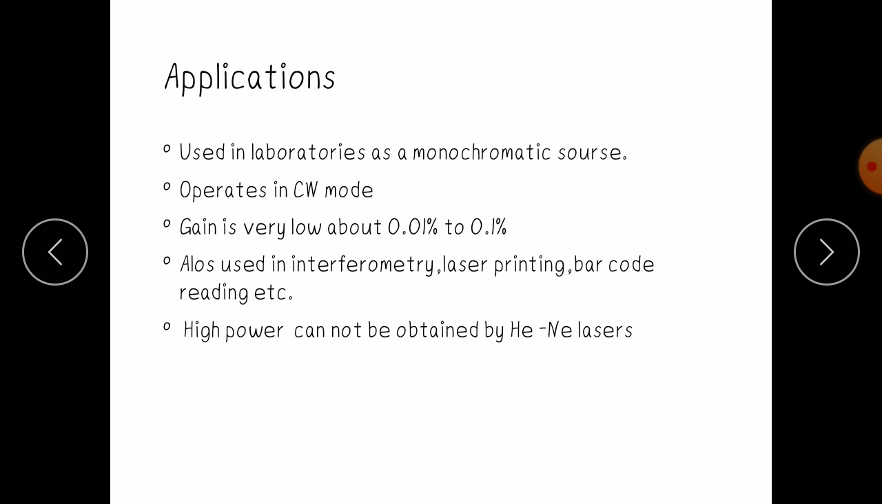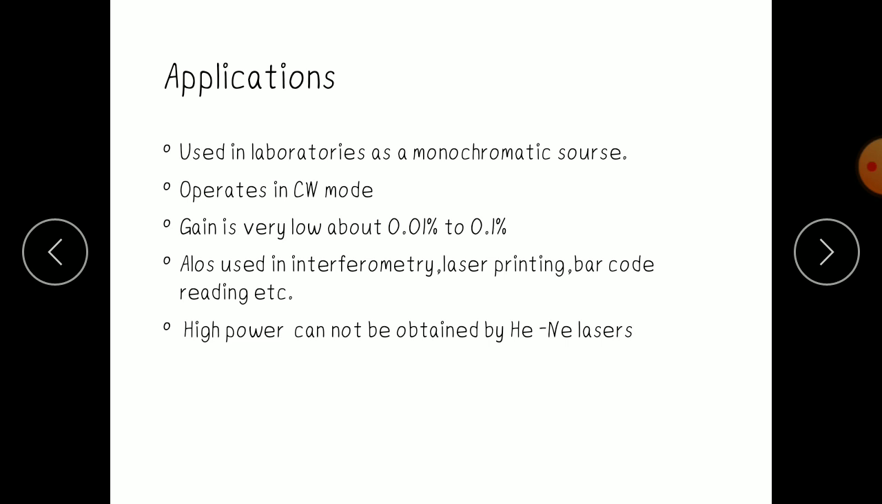There is also another mode, the pulsed mode. There are some lasers which emit pulsed laser light, and that is called pulsed mode. This helium neon laser operates in continuous wave mode. Again, the helium neon laser has very low gain, about 0.01% to 0.1%.